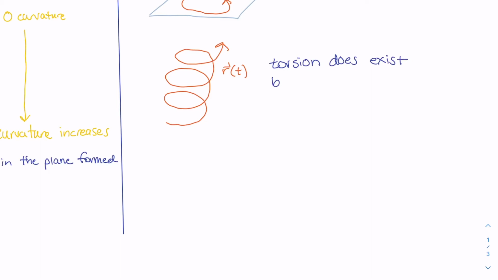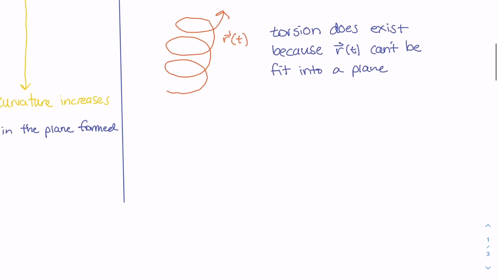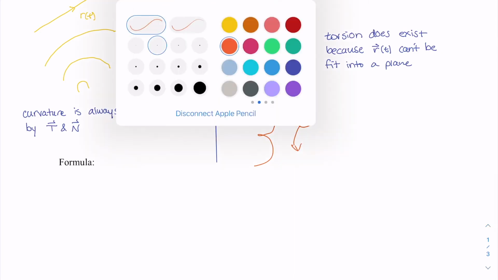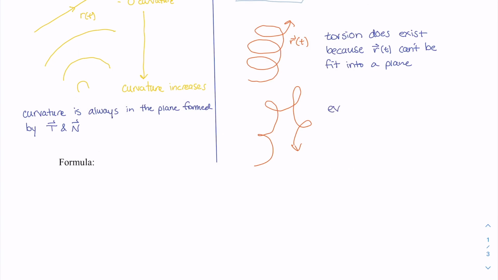Because r of t can't be fit into a plane anywhere, right? So it's always not able to be contained in a plane. And if we were to make this even more extreme, just like we did with curvature, then we could have a curve that deviates from being in a plane even more extremely, right? Something like that would be even higher torsion.